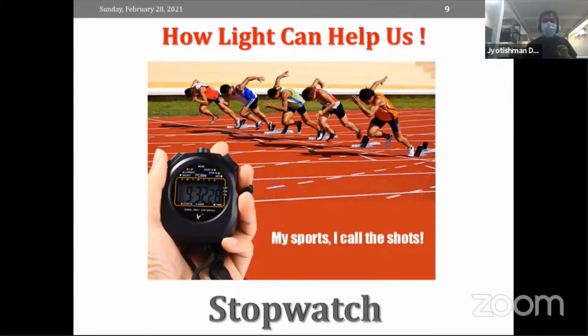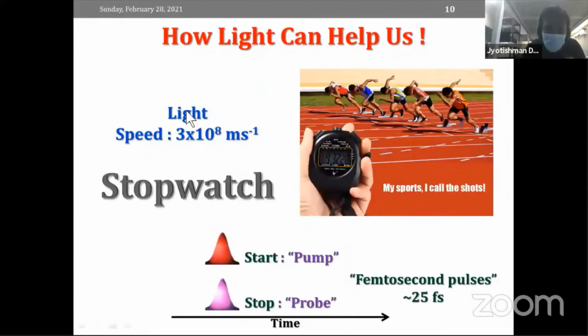Remember, all those stopwatches or wristwatches we get in the market can operate at best on a millisecond time scale. I have no other digital equipment which can record a femtosecond event. So for that, we have used the speed of light essentially, which is 3 into 10 to the power 8 meters per second. We are using the speed of light to create a stopwatch. How can we create a stopwatch?